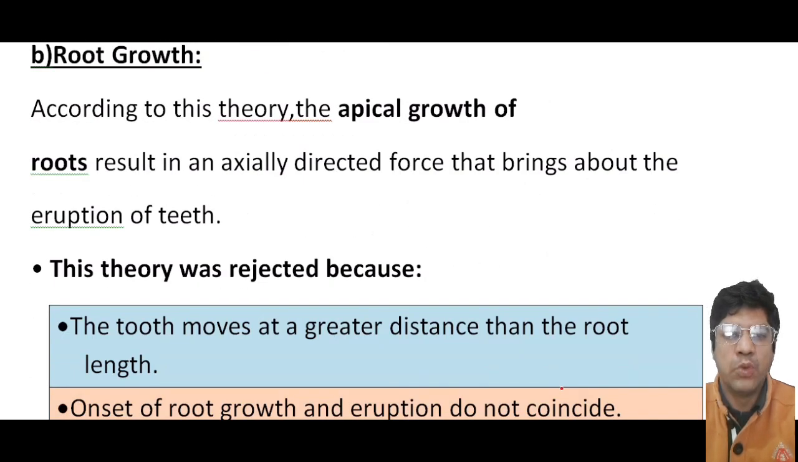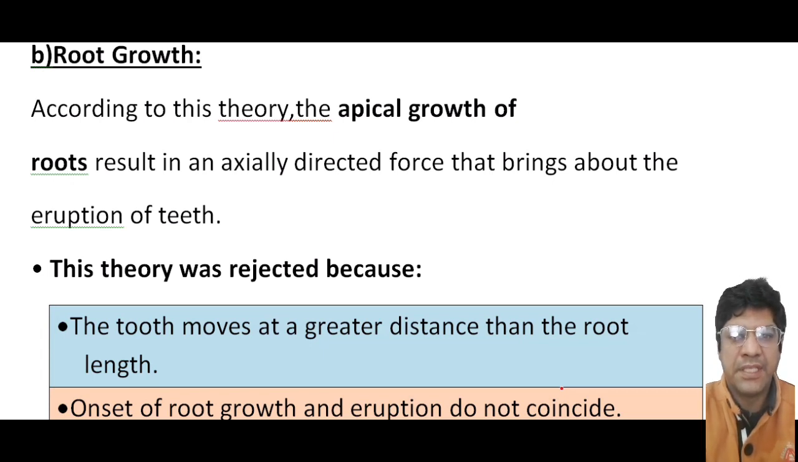The other is the root growth theory. This theory was initially proposed as an explanation for tooth eruption, suggesting that the growth of the root of the tooth would exert a force directed toward the apex of the root. This force, according to the theory, would facilitate the eruption of the tooth into the proper position. However, this theory was ultimately rejected.